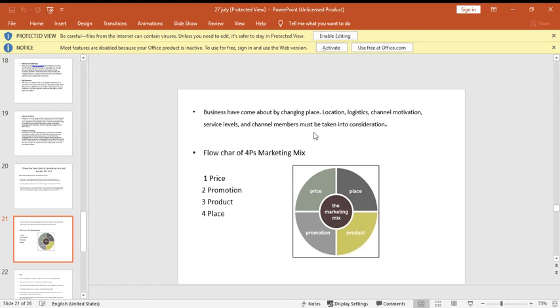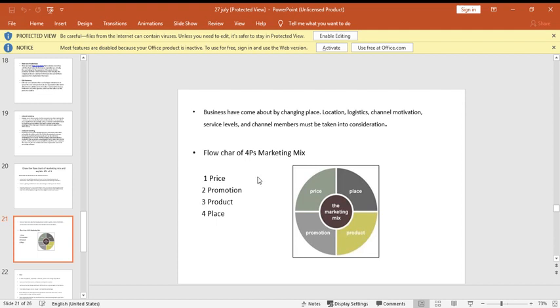That is, the marketing mix means all this stuff is going to come. So what are there? The marketing mix includes changing price, location, logistics, channel motivation, then service levels, and channel members, which must be taken into consideration.